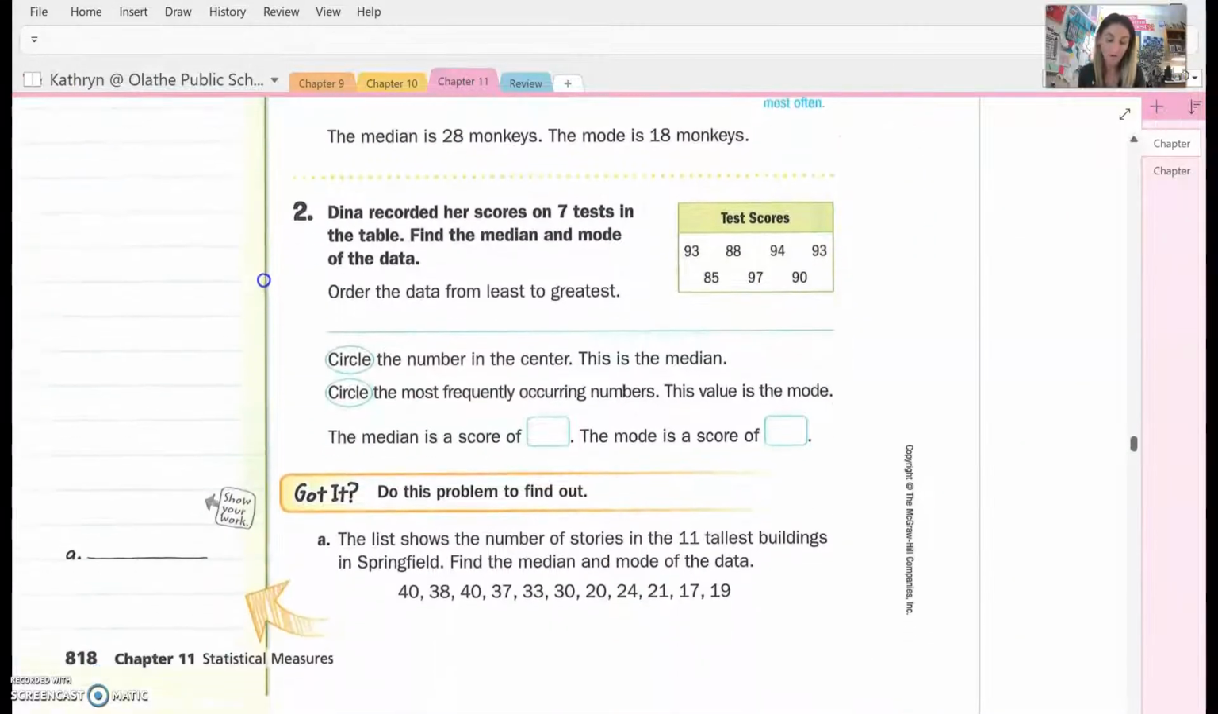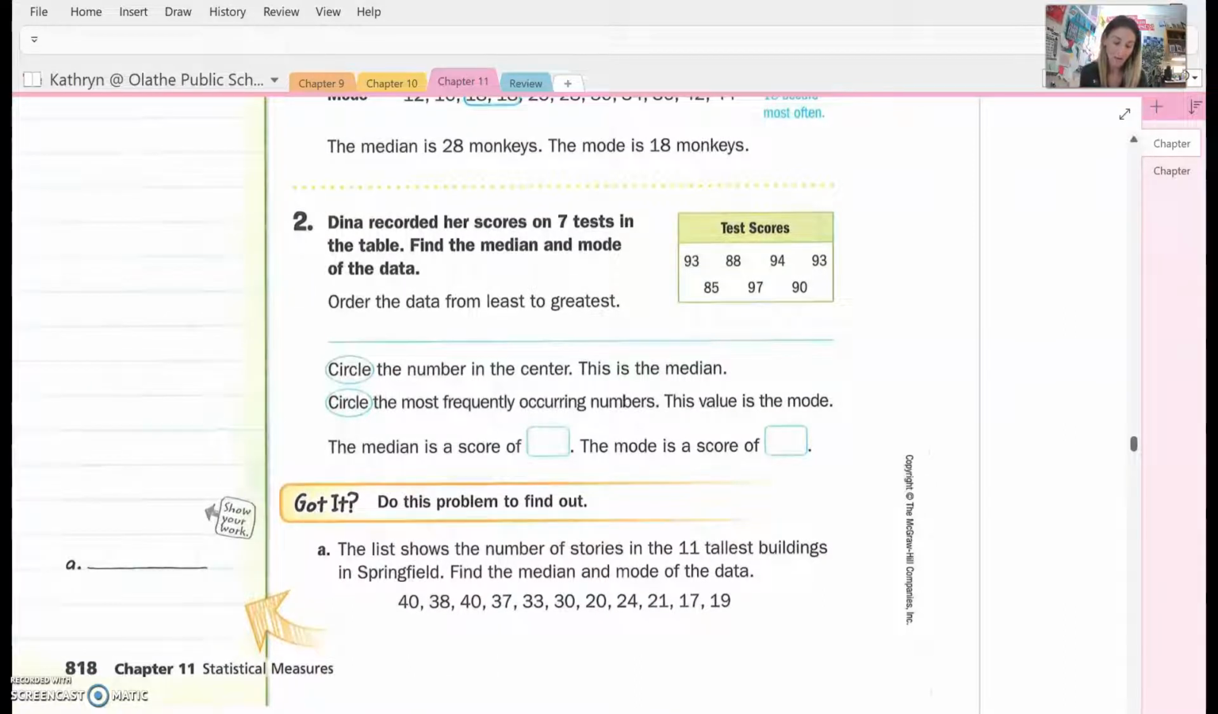So let's take a look down here. We're going to go ahead and start with 2. Now, it says, Dina recorded her scores on 7 tests in the table. Find the median and the mode of the set of data. So the first thing that you must do is you must order the numbers in order from least to greatest, always. Whenever you get a set of data, they go in order from least to greatest. What do they go in order from? Least to greatest. Okay, so we're going to put these numbers in order from least to greatest.